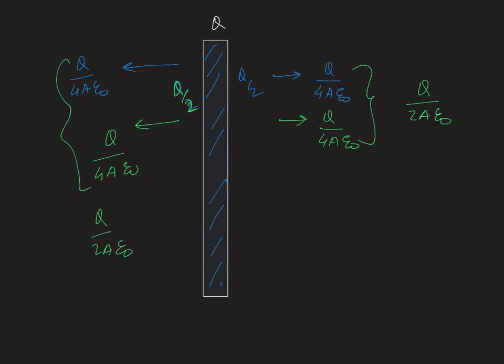But inside the conductor, inside this region here, the field is towards left due to the blue charge and towards right due to the green charge, so you will always have a cancellation in pairs, and the field inside the conductor becomes equal to 0.